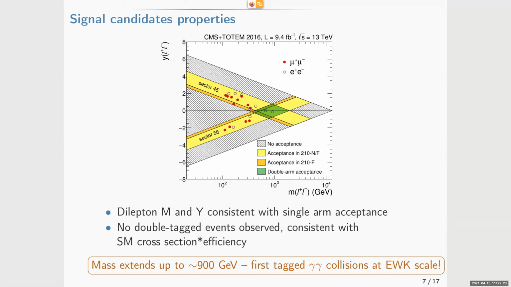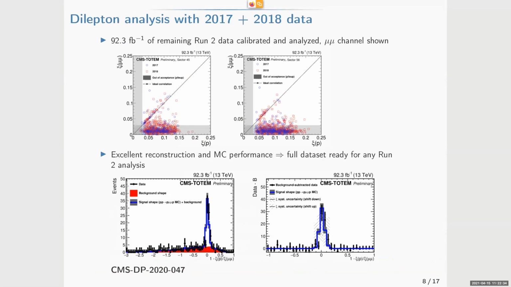This all was about 2016 data. One may ask, what about the rest of Run 2? Indeed, we have taken a look already at 2017 and 2018 data. There is a really nice increase in luminosity, almost 10 times more, 92 inverse femtobarn. All these data have been calibrated and analyzed with this channel, and here we are showing just a dipion channel.